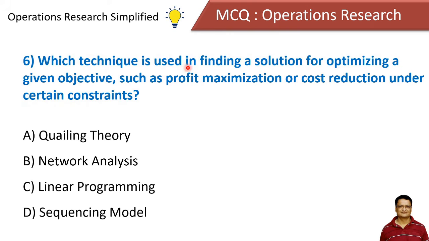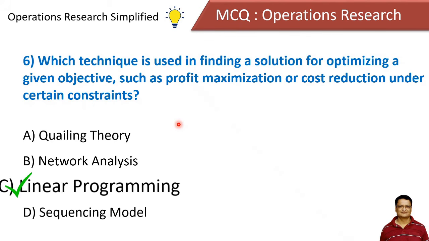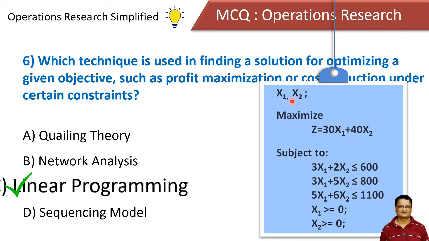Which technique is used in finding a solution for optimizing a given objective, such as profit maximization or cost reduction under certain constraints? Options are queuing theory, network analysis, linear programming, or sequencing model. And the correct answer is linear programming. In linear programming, we have decision variables, objective function which either maximizes or minimizes the profit or loss, and we have certain constraints or limitations.